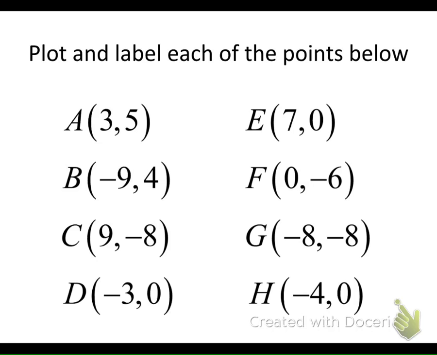Plot and label each of the points below. So what that means is you're going to plot the ordered pair 3, 5, and then right next to it, you're going to put the letter A. That way you can identify what was plotted, okay? So go ahead and take, it's 9:02, take 3 minutes to plot as many of the points as you can, and then we'll go through and we'll check your accuracy. We'll check to see how you're doing.